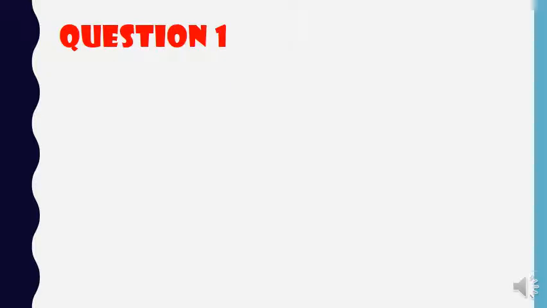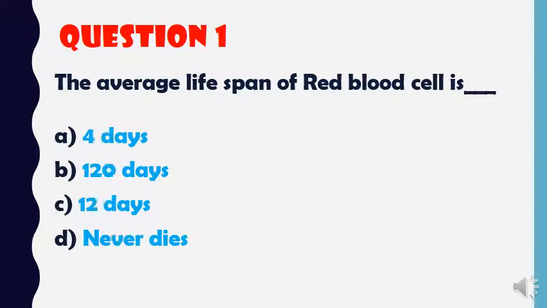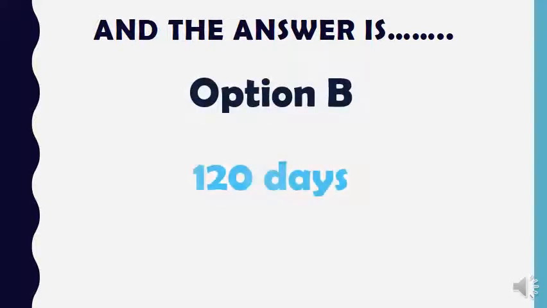The very first question: the average lifespan of a red blood cell, also known as RBC, is how much? Is it 4 days, 120 days, 12 days, or the RBC never dies? And the correct answer is 120 days. So this is something from your previous class, previous grade.